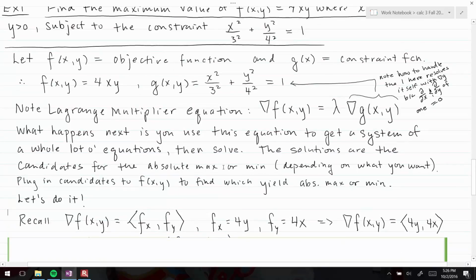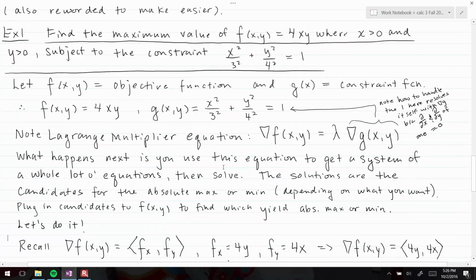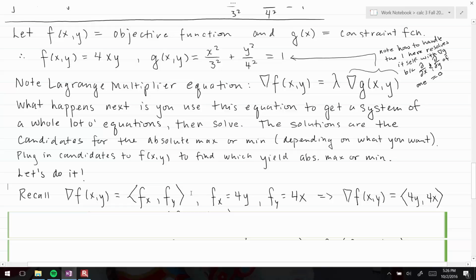So our functions here, f is 4xy, so when you take its partial with respect to x you just get 4y, partial of that with respect to y is 4x, and then we write that as a vector. The gradient is a vector. So we are all set to go with that one.